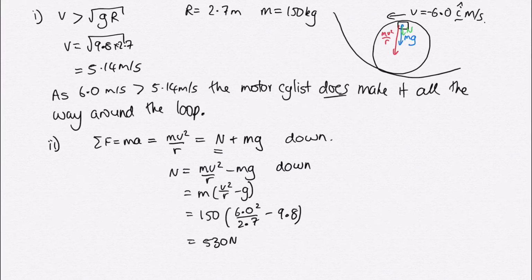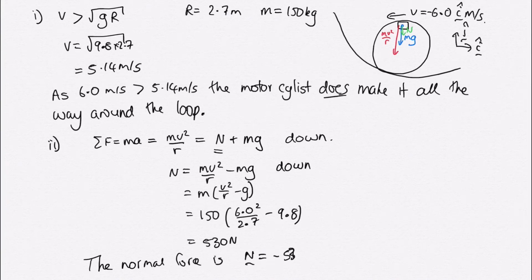Now we should give this in unit vector notation, so it's in the downwards direction. If we've called this direction i, then upwards is j, and since it's going down it'll be minus j. So the normal force n is equal to minus 530 j newtons.